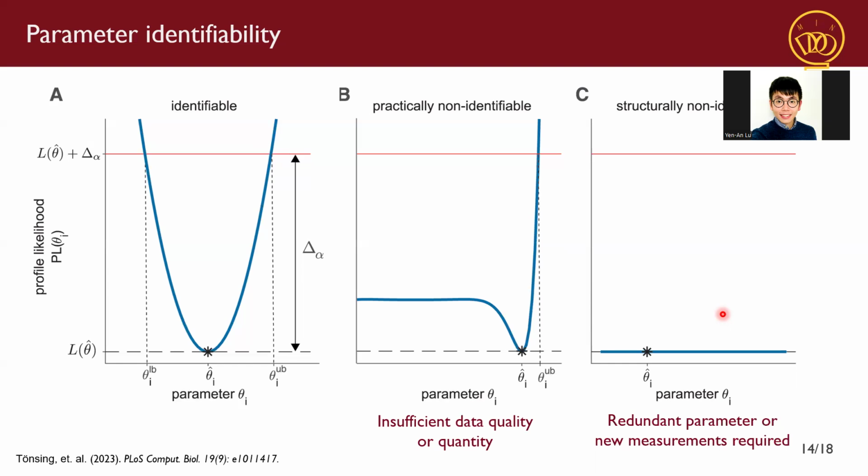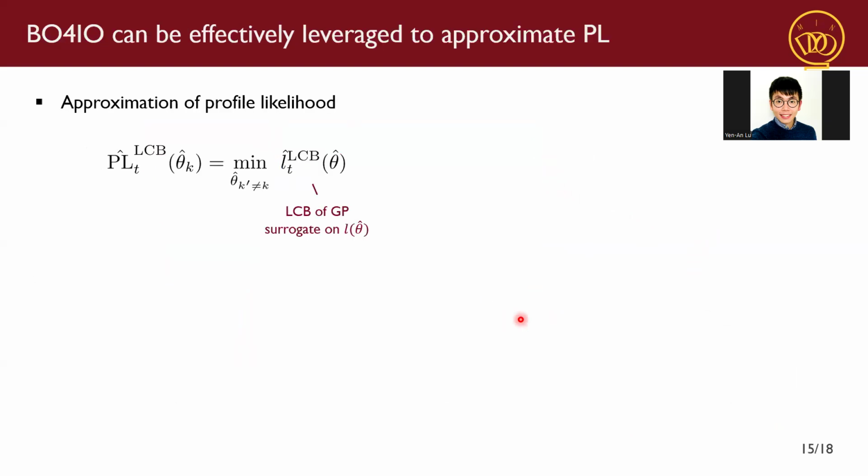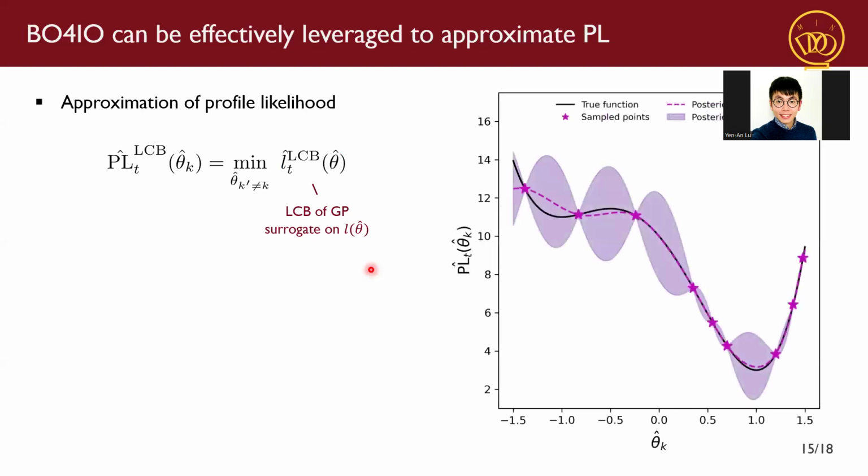However, one thing to keep in mind is that getting this profile likelihood curve requires you to re-solve the problem at different parameter values along this dimension, which is what we wanted to avoid at the beginning for our inverse optimization problems. But a good thing for BO4IO is that after we solve it, we actually get a GP surrogate of our approximate profile likelihood, as shown on the right-hand side, where the lower confidence bound of our GP surrogate is able to bound our profile likelihood curve.